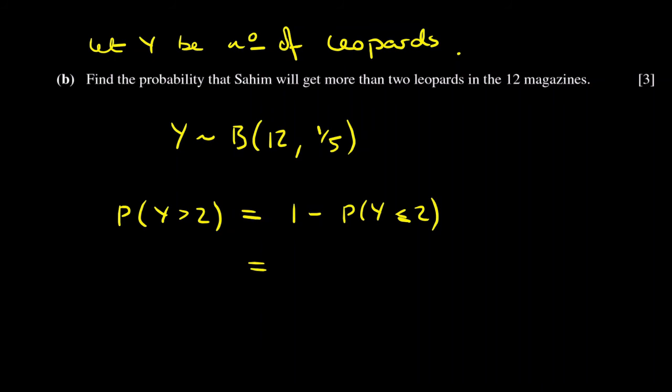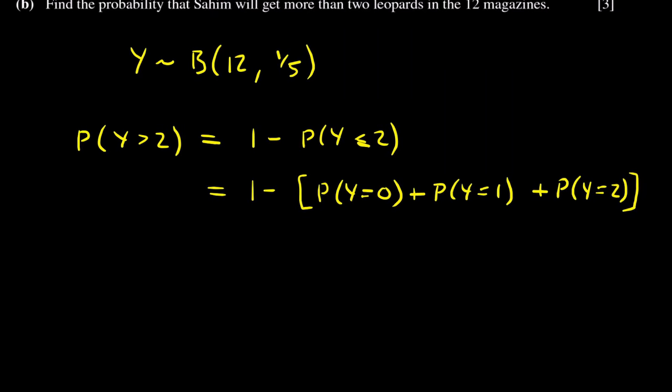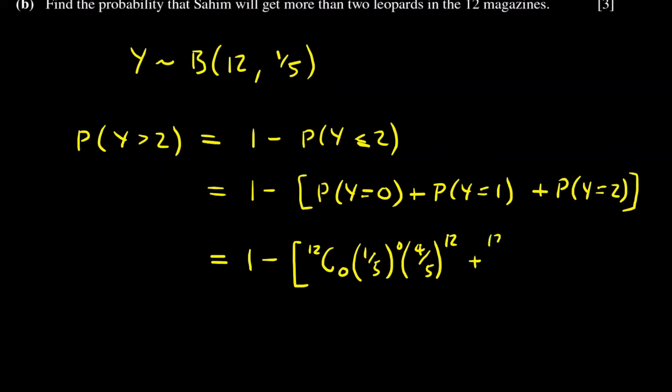And the probability that Y is less than or equal to 2 is the same thing as the probability that Y is equal to 0, and the probability that Y is equal to 1, and the probability that Y is equal to 2. Okay, and in order to get these, I just got to do my binomial expansions rightly. So this will be 1 minus probability that Y is equal to 0.